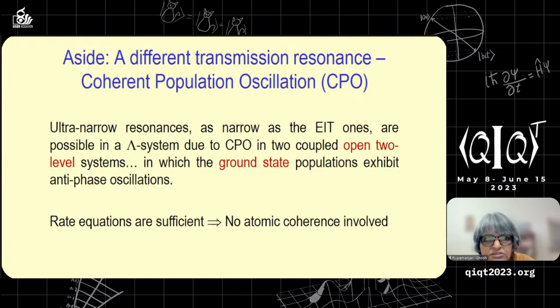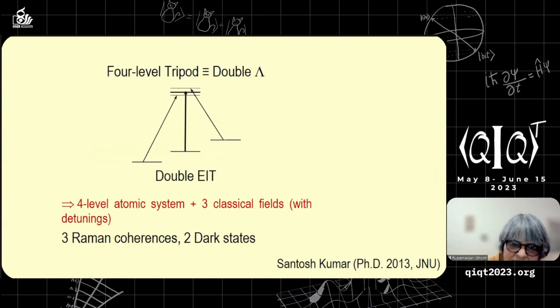I'll not get into this part as well. I have marked it as an aside. Another student of mine worked extensively on coherent population oscillation, CPO as it's called. And this is another way of doing the same thing that I was talking about, creating transmission resonances by playing with lasers. And we worked on a tripod system. It's kind of a 4-level, like a double EIT.